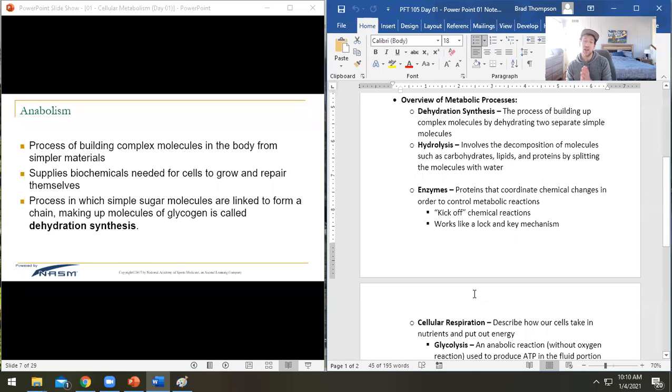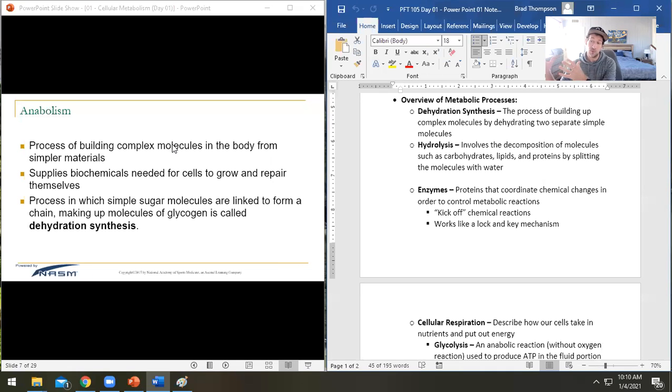Now, how does our body build this stuff up or break this stuff down? I did that in the wrong order. Break stuff down or build stuff up. How does your body do that? Well, there are two processes that allow that to happen. They are both chemical reactions. The first one is what is called dehydration synthesis, the process of building complex molecules from simple molecules.